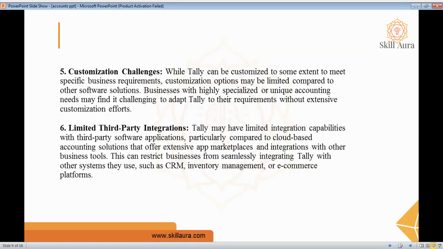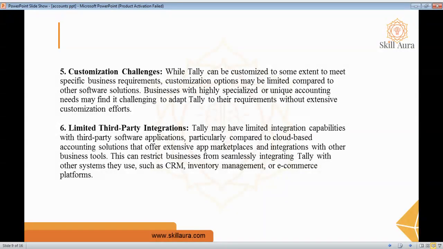So, particularly we can compare to cloud-based accounting solutions that offer an extensive app marketplace and integration with other business tools. So this can restrict the business from seamlessly integrating Tally with other systems they use such as CRM, inventory management or e-commerce platforms. Let's have an example. Here a company uses a specific payment gateway but Tally does not integrate with it. So it requires manual data entry and increases errors.